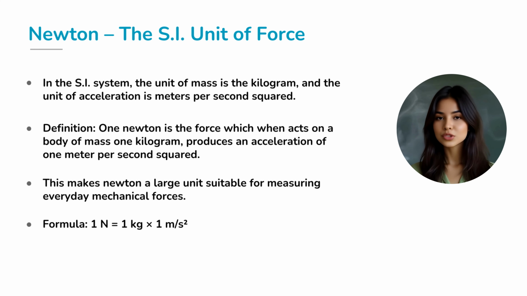Suppose you apply a force on an object of mass 1 kg and it accelerates at the rate of 1 meter per second squared. In this case, the force you've applied is exactly 1 Newton. In the SI system, the unit of mass is kilogram and acceleration is measured in meters per second squared. So, 1 Newton is defined as the force which produces an acceleration of 1 meter per second squared in a mass of 1 kilogram. That means 1 Newton equals 1 kilogram multiplied by 1 meter per second squared.